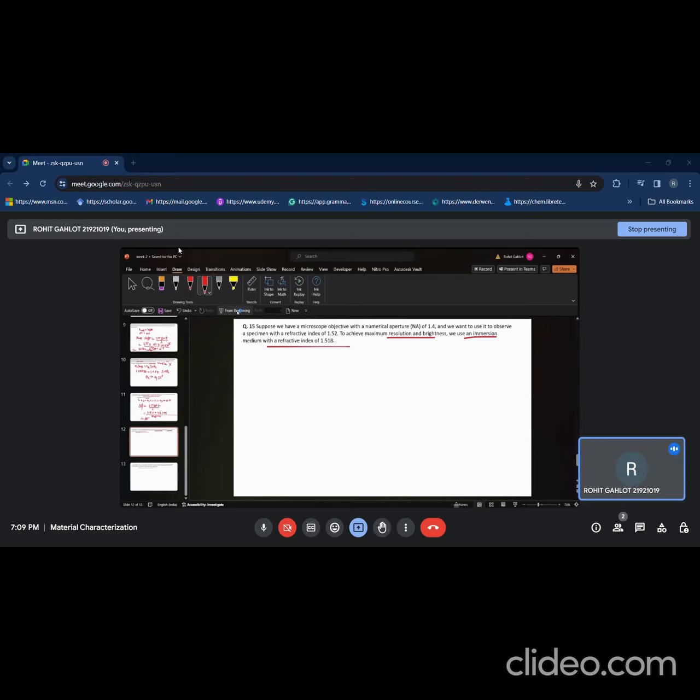So we know that the effective numerical aperture in the presence of immersion or some media can be written as n times the numerical aperture of the previous one. So n is your effective index. So this will be your refractive index, 1.518, times your numerical aperture, 1.4. Okay, this will be coming around 2.12 in case of your immersion.